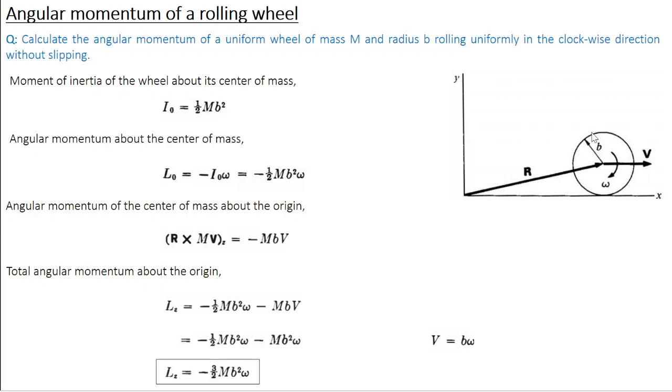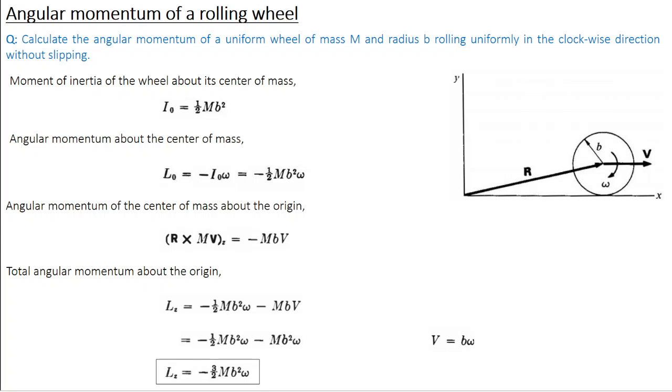And if you look at the rotation of the wheel, this is a pure rotation. So I can write linear velocity v as the radius b multiplied by angular velocity omega. In the second expression, substitute for v, so it becomes minus mb square omega. So Lz equals minus half mb square omega minus mb square omega, which is minus 3 by 2 mb square omega.